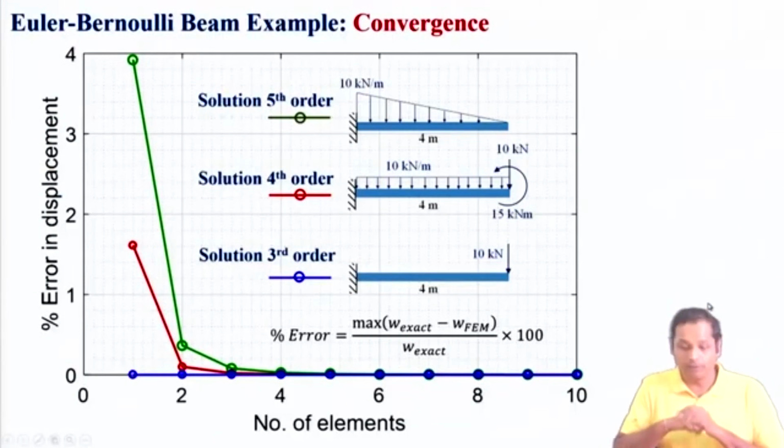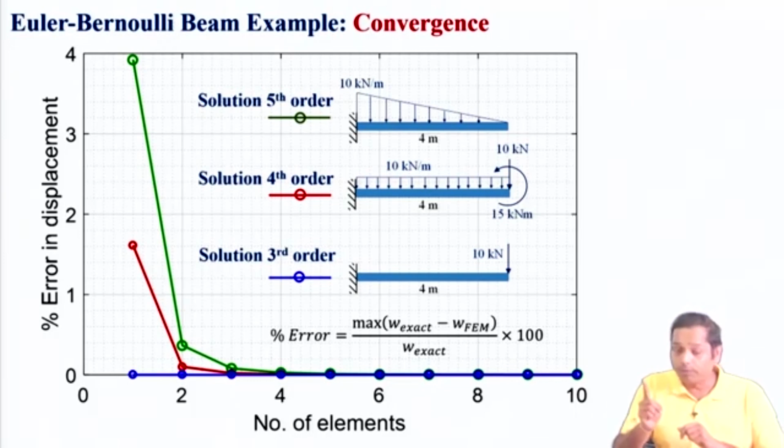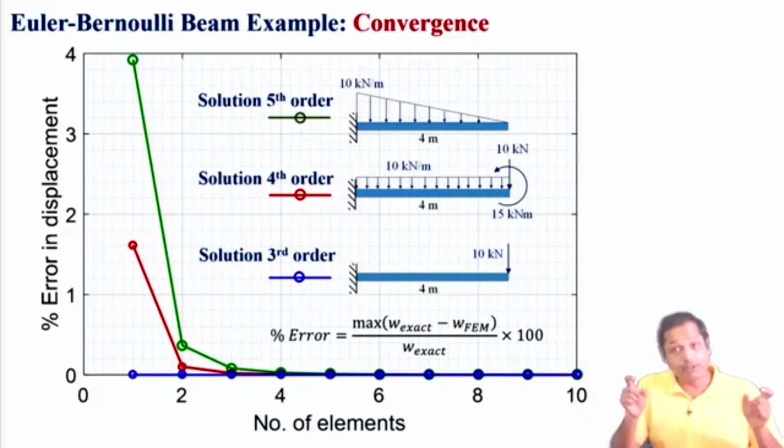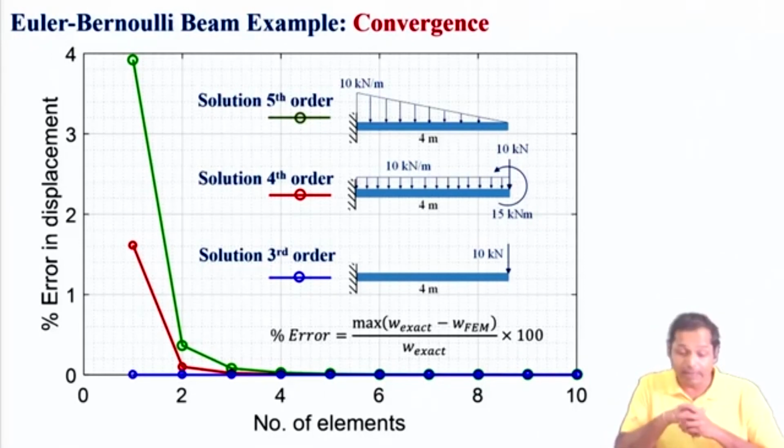this is the plot for 3 different problems. The first problem's solution is 5th order, the second problem's solution is 4th order, and the third problem's solution is 3rd order, meaning cubic solution, and our shape function is a cubic polynomial. At the nodal points, we have seen our results are the same as the solution we get from strength of material. It is between the two nodes within the element, what is the solution? We are interested in that now.